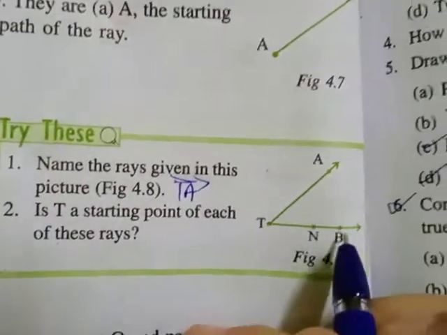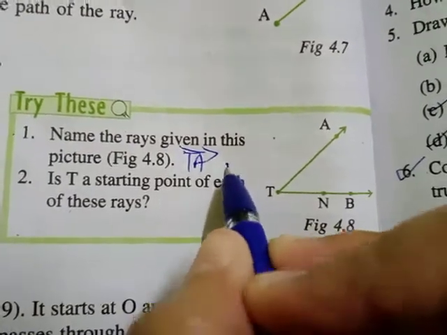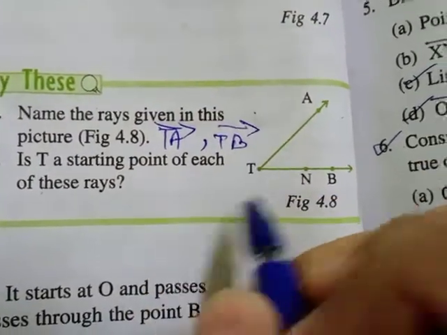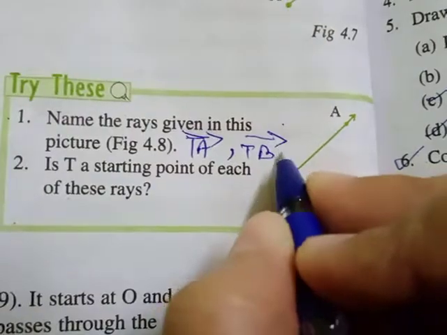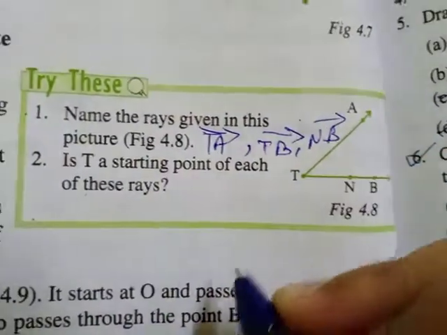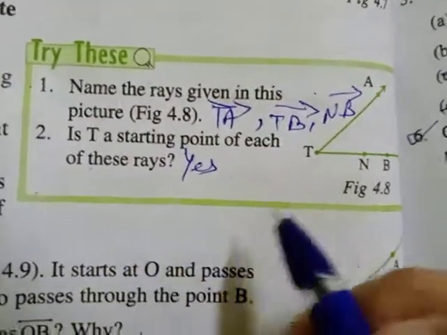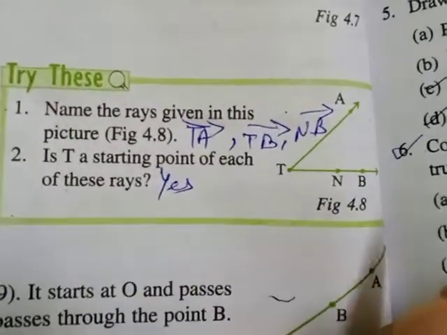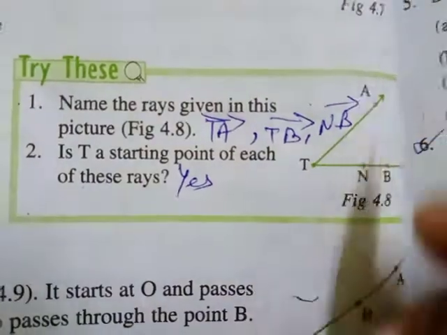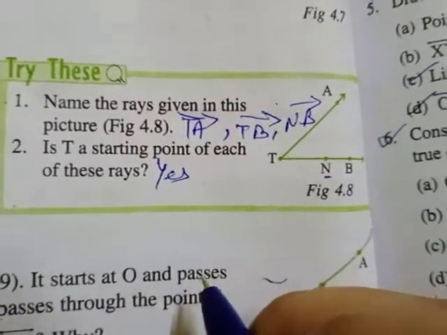Clear? Similarly, B is also having the extended arrow, and where is this ending? T, na? So T, B, ray. Same way, if you see this one, N is also extending there, you will say N, B, ray. Clear? Is T the starting point of each ray? We will say yes. Why will we say yes? Because from T only it is starting ahead and going, right? And from T also it is starting ahead and going. Clear, na? And in this N and B, N is your starting point. Clear? So here we have completed this activity also.